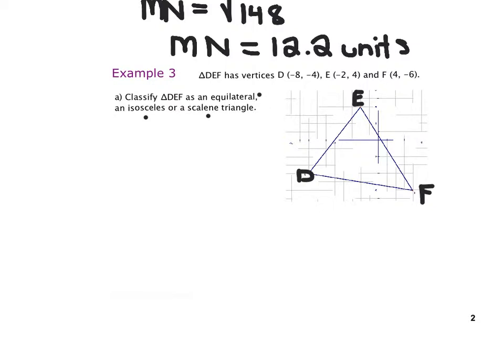Again, equilateral, all 3 side lengths are the same. Isosceles, 2 side lengths are the same. Scalene, all 3 side lengths are different. So what we're going to do is solve for the value of each of the side lengths. I'm going to do an example, and then I'm going to have you guys try a couple yourself.